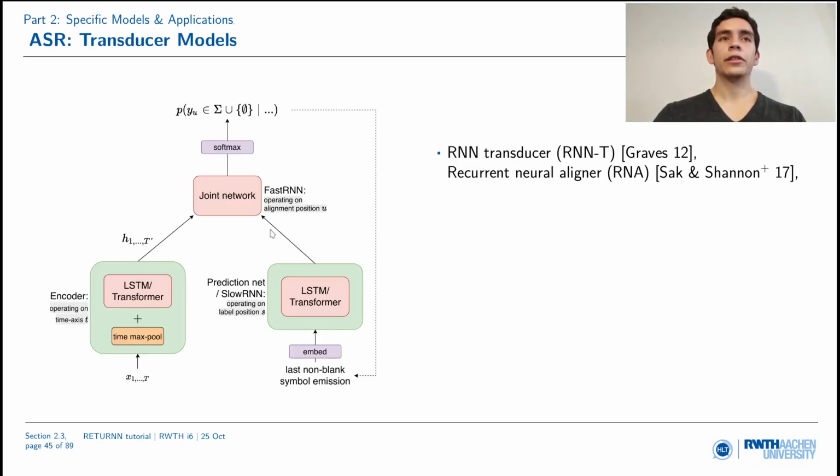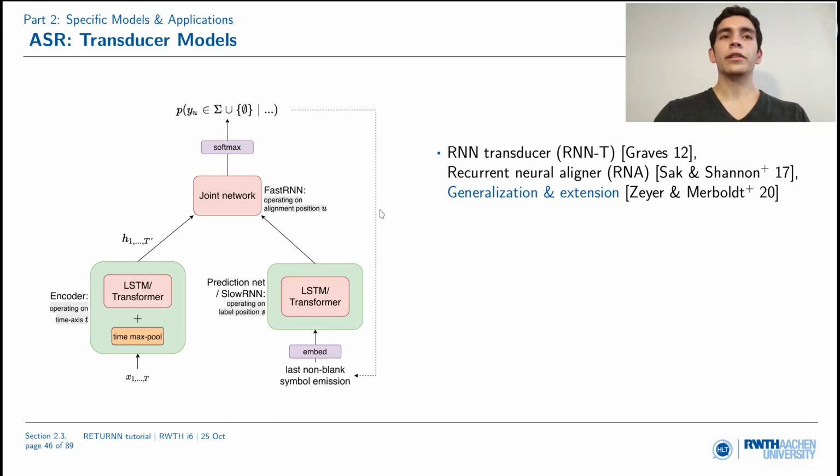And that encoder is also used in the transducer model, but we could also use a transformer network or any other encoder. So in the transducer model, as I said, we have an encoder and also a prediction network, which is similar to the decoder in the attention model. It operates on the label position S and receives the last non-blank symbol emission. The output of the encoder and the prediction network is combined in the joint network that we call fast RNN. It explicitly operates on the alignment position, and then the output is put through a softmax to produce an output label distribution over the vocabulary and the blank symbol.